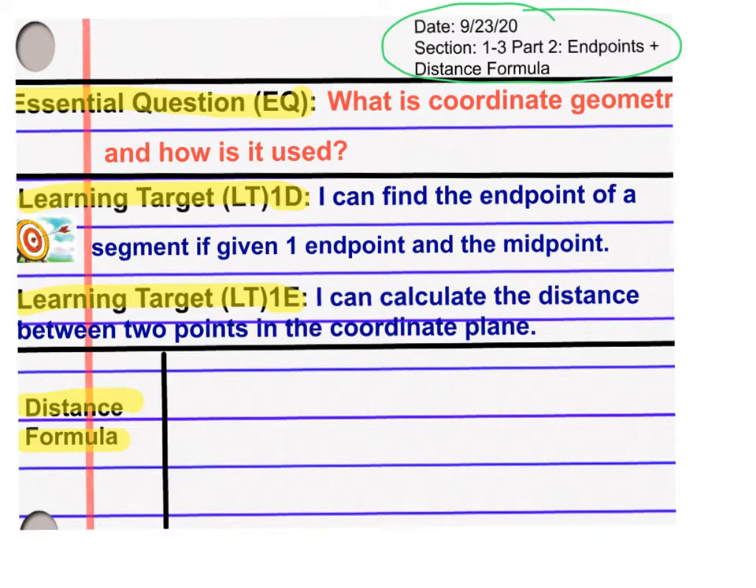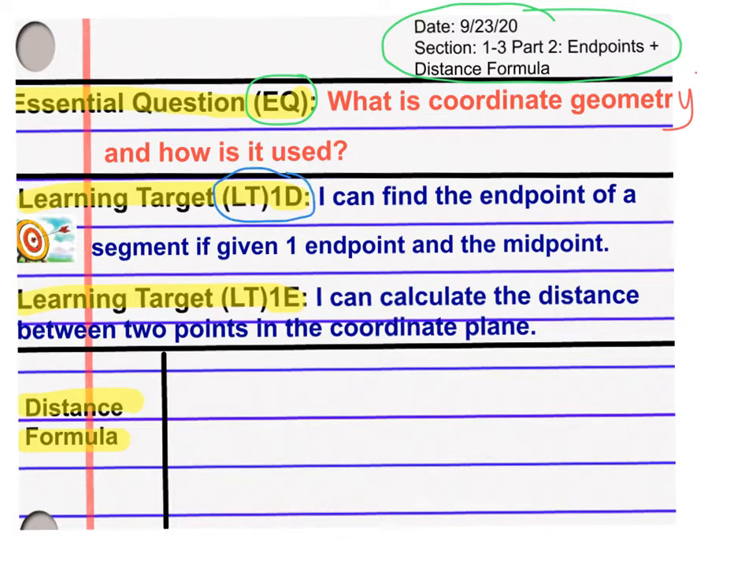Our essential question, you can abbreviate that as EQ, it should be highlighted. What is coordinate geometry? Sorry, sometimes these get cut off. Coordinate geometry, and how is it used? So we'll answer that question. And we have actually 2 learning targets.